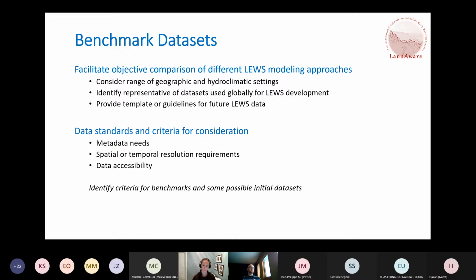We haven't fully identified the data standards and criteria for inclusion. It kind of depends a little bit on what comes forward, and we'd like to discuss that. But ultimately, having some metadata that's robust and complete, having some requirement for the spatial and temporal resolution and accessibility of the data that will allow everyone to get a hold of a handful of benchmark data sets to test their approaches against their own database. Anything else missing there? Okay.